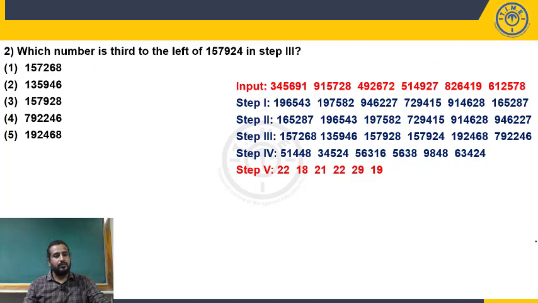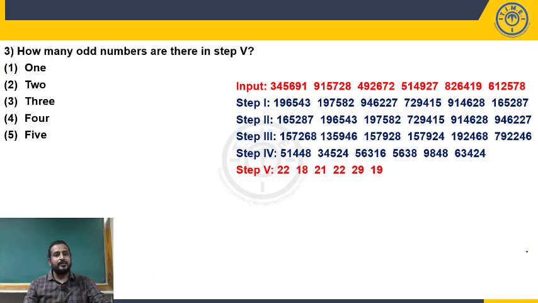Which number is third to the left of 157924 in step 3? Just focus on step 3. Step 3, 157924, and they are asking third to the left of this. First left, second left, third left. 157268, choice 1. 157268 is choice 1. Fine.